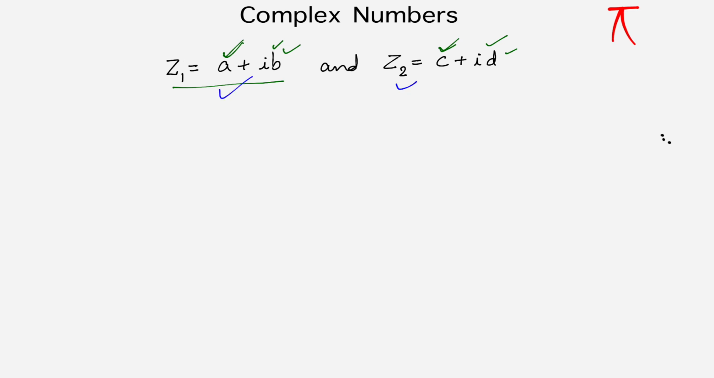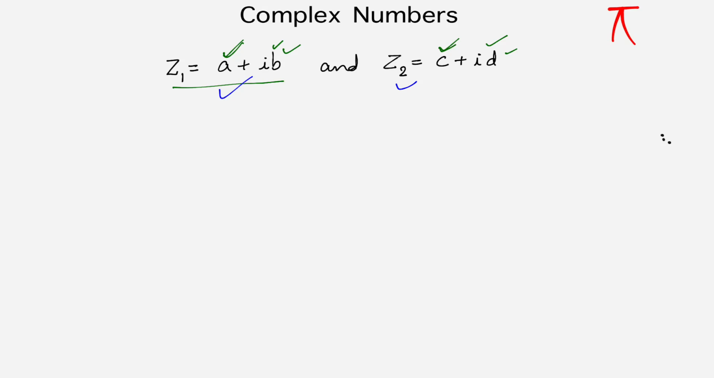Further, adding two complex numbers like Z1 and Z2 gives certain properties. So there are certain features or certain properties of addition of two complex numbers. Let's see what all properties can be satisfied when we add two complex numbers.